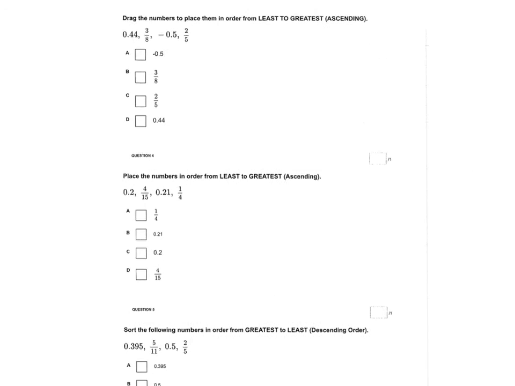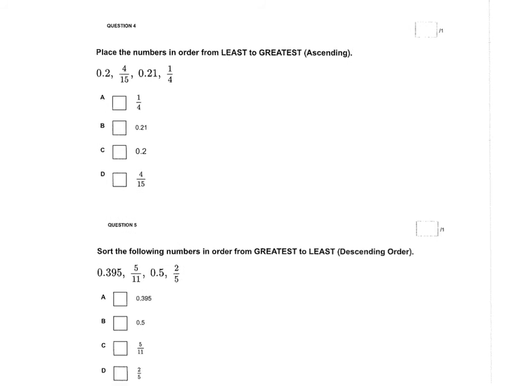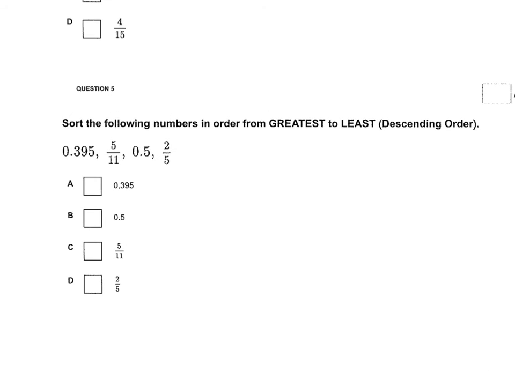These you are doing on your own. 4 you're doing on your own. Now we're at 5. 5 is where it changes up a little bit. This says greatest to least. So we're going the opposite way. We're going big to small.